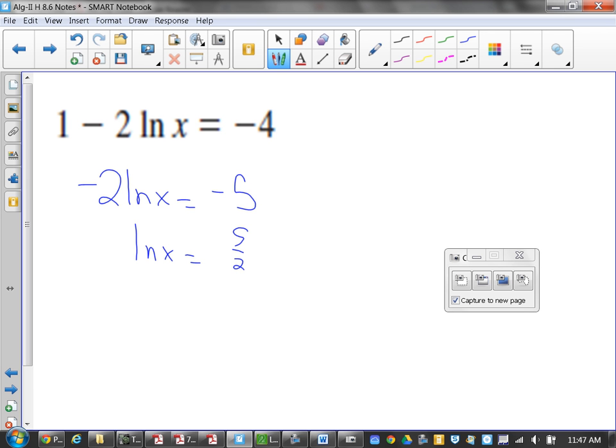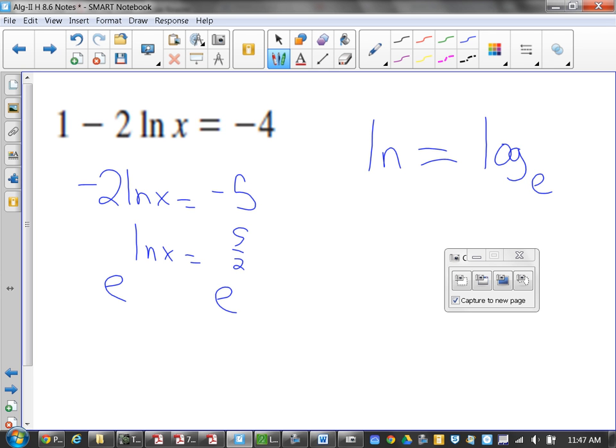Now, again, this is where you have to remember what natural log is. Natural log is log base e. So you e it. You exponentiate it with e. So x equals e to the 5 halves. Remember, natural log is log base e.